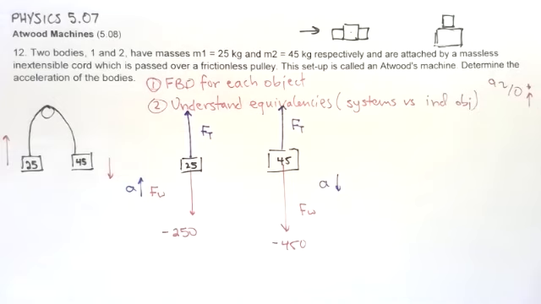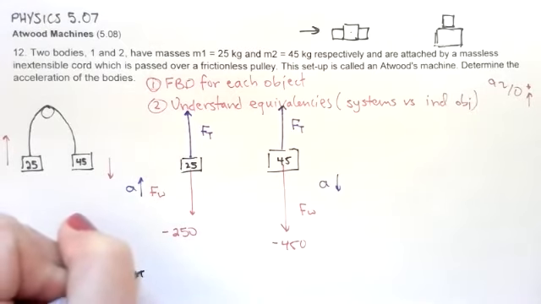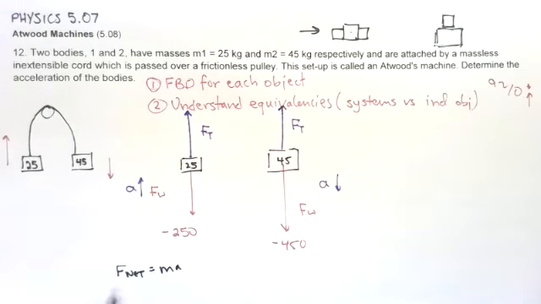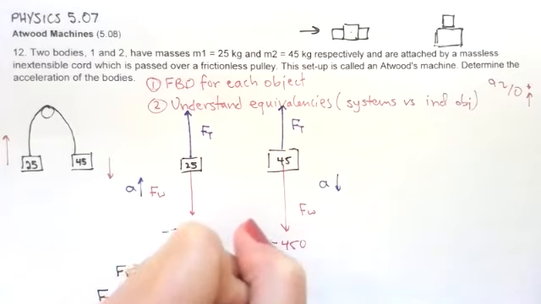I can create an equation for each of these. So over here, I know that my net force is going to equal mass times acceleration. Well, what's my net force? My net force is going to be tension minus my weight vector, because it's negative, equals mass times positive acceleration. And over here, I know that I'm going to have Ft minus Fw equals mass.